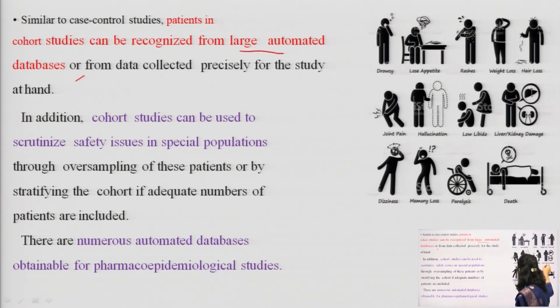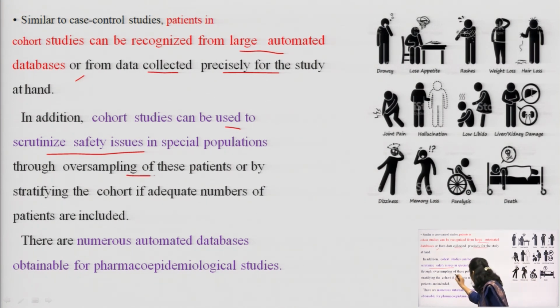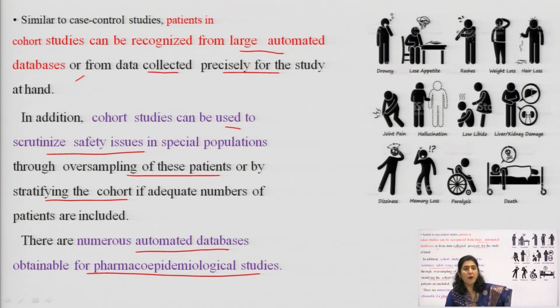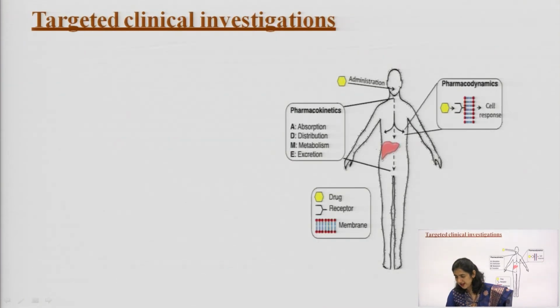Now, similar to case control studies, patient cohorts can be recognized from large automated databases. There are many databases from which you can select patients, and data collected precisely for the study. So cohort studies can be used to scrutinize safety issues in a special population, maybe a different type of population. We can sample the patients and stratify the cohort based on age, gender, or a particular characteristic, right? And there are numerous databases optimizable for pharmacoepidemiological studies. So this is a type of pharmacoepidemiological study.